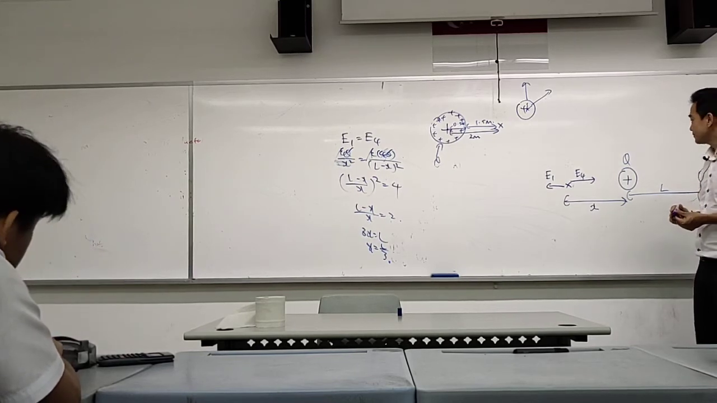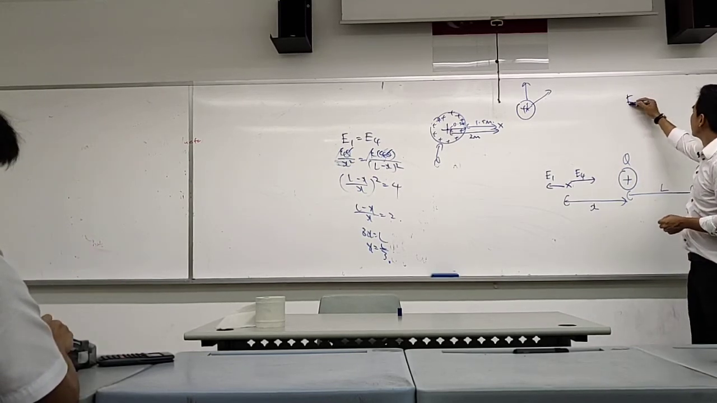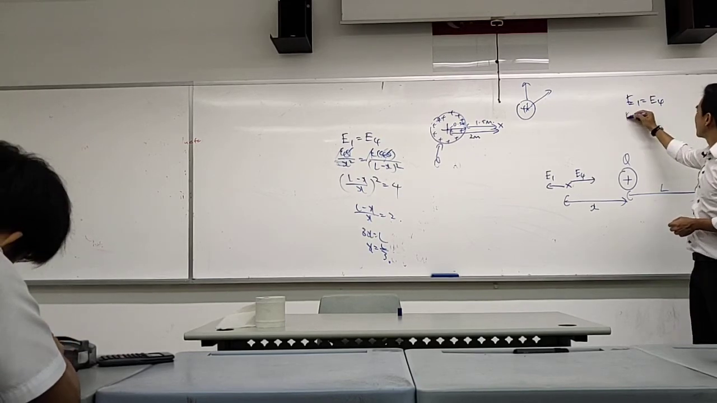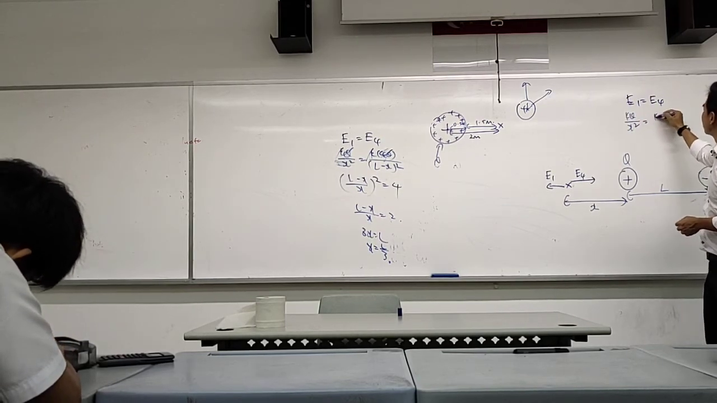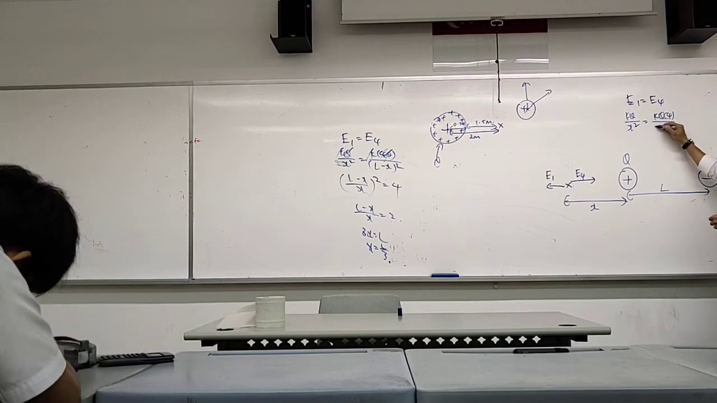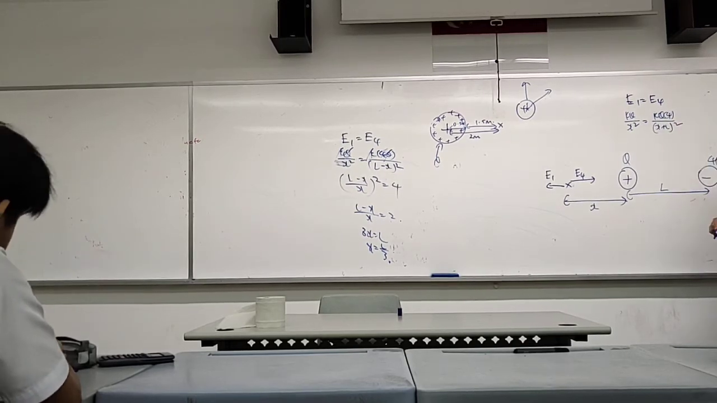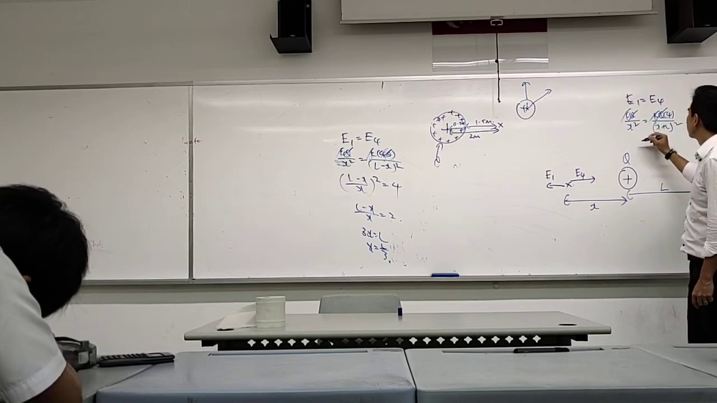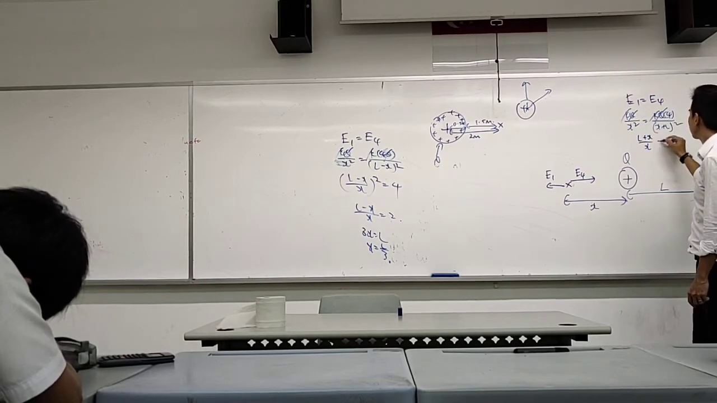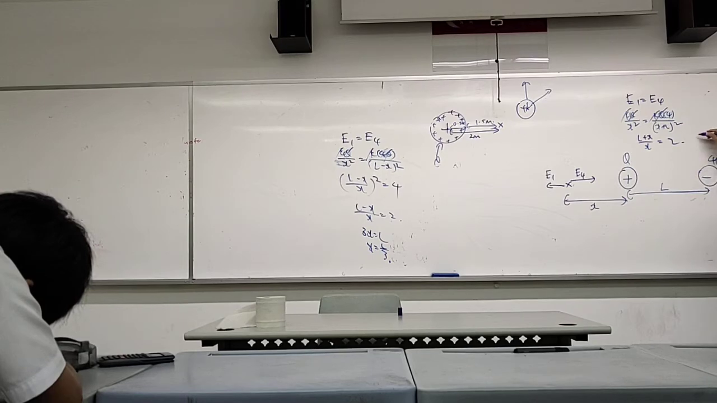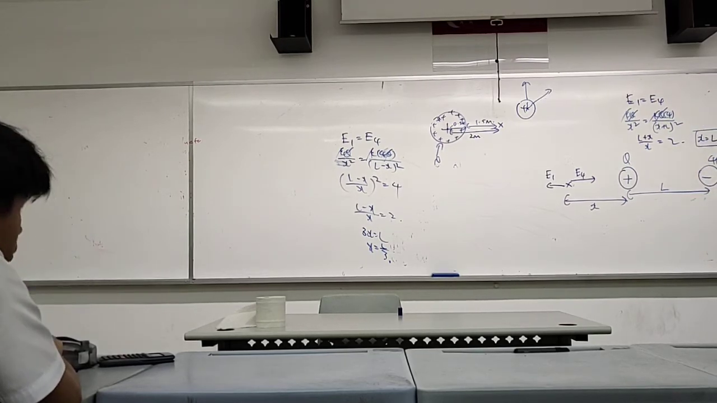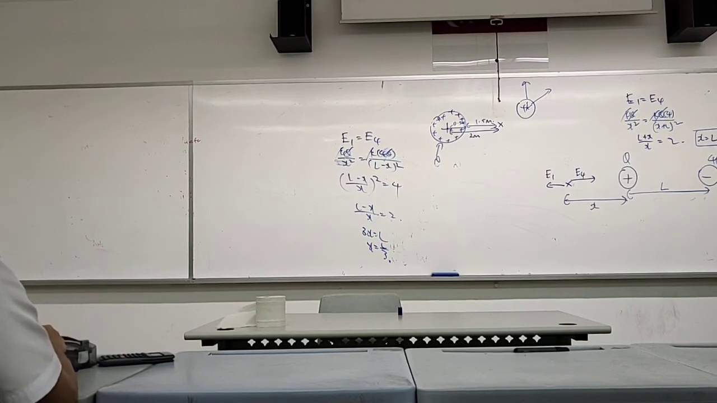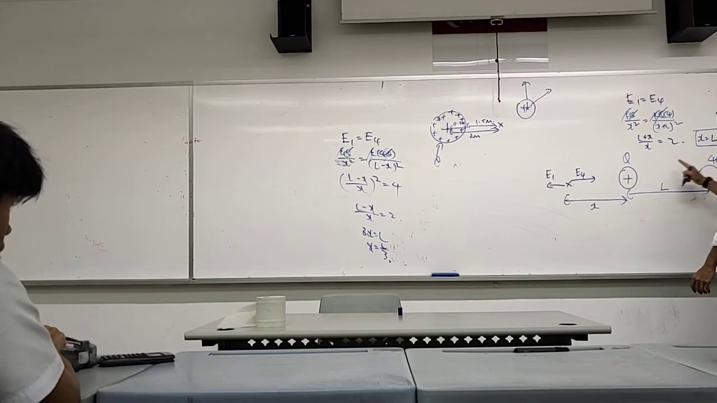Okay, let's solve this. Using the same thing, E1 equals E4: KQ upon X squared equals K4Q divided by (X plus L) squared. That's the difference. Instead of L minus X, it becomes X plus L. KQ cancel off, so (L plus X) upon X equals 2, and therefore you get X equals L. Neat answer. The ratio of the distances has to be 1 to 2, because the charge ratio is 1 to 4.